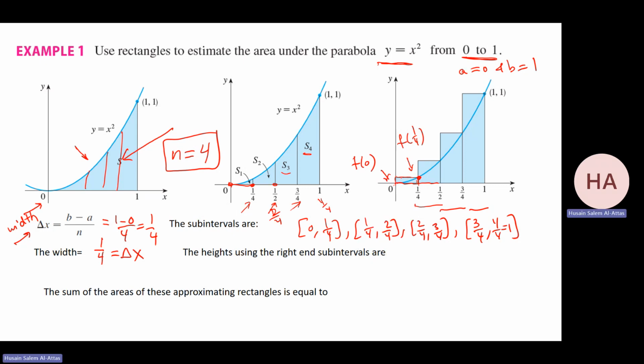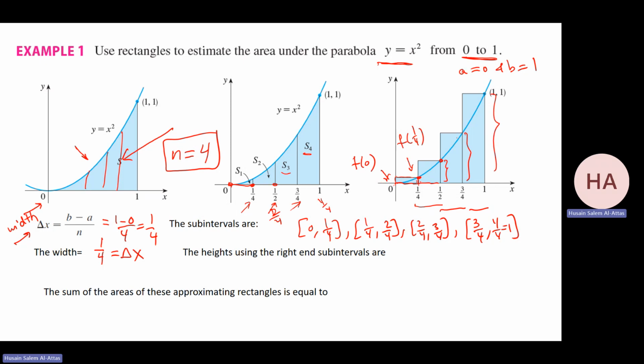And for the first rectangle, I will use this one. For the second rectangle, I will use this height. For the third rectangle, I'll use this height. For the fourth rectangle, I'll use this height. So what are the heights?